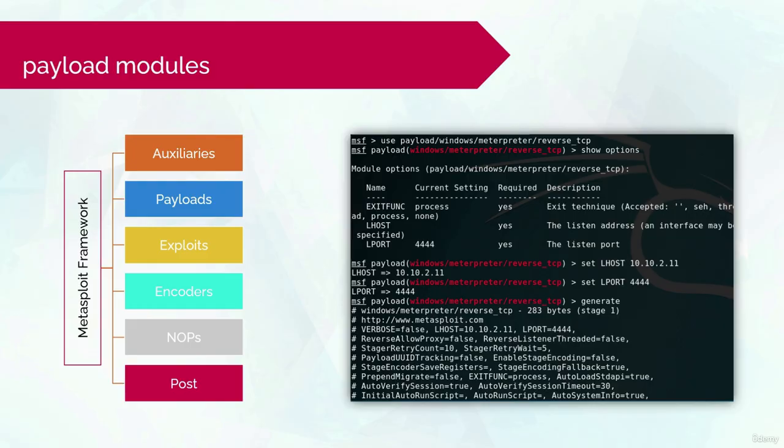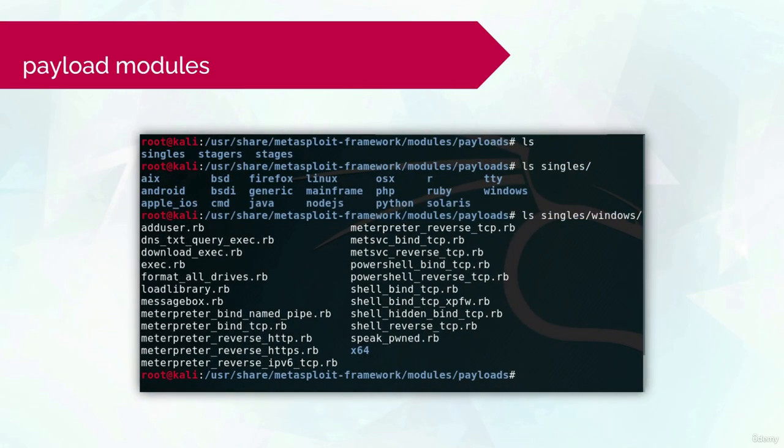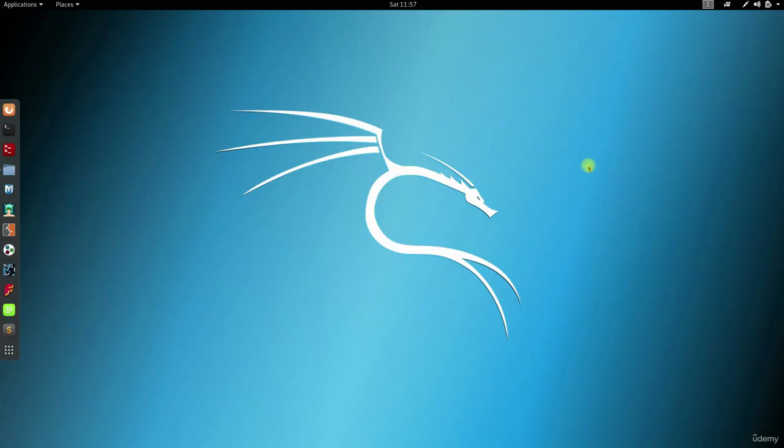For example, a reverse shell is a payload that creates a connection from the target machine back to you as a Windows command prompt, whereas a bind shell is a payload that binds a command prompt to a listening port on the target machine, which you can then connect to. This screenshot shows various categories of payload modules present in the Metasploit framework. So I'm going to go to the Metasploit directory to view payloads.